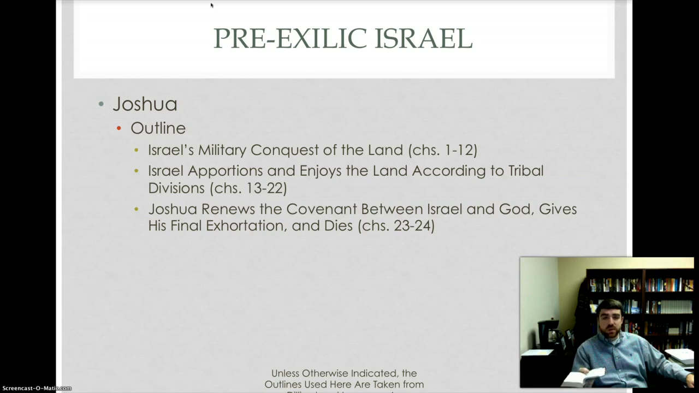Okay, Joshua says, he's at the end of his life, he's encouraging Israel to stay faithful. They've primarily been faithful in the book of Joshua to conquer the land, to go in and do what God has told them to do. However, it's obvious at the end of Joshua that they need to continue to be faithful to God.